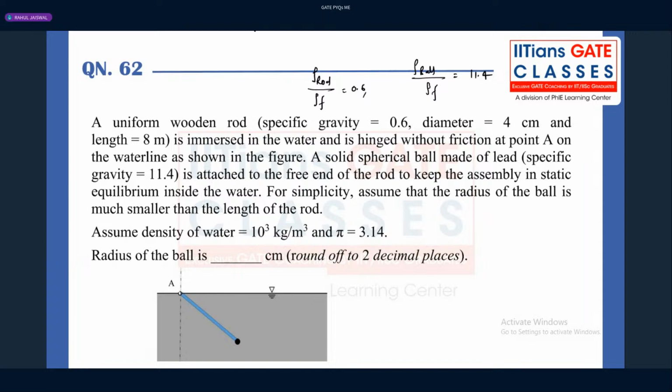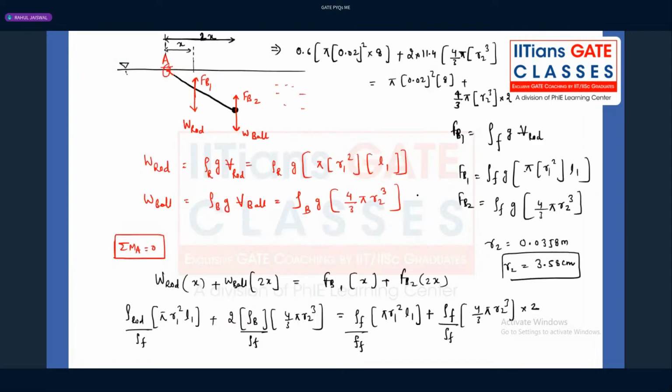And what is the radius of this particular rod, guys? The radius of the rod is 2 centimeter. Already they have given that. What is the radius of the ball? 3.58 centimeter. That should be the answer. Again, you have to remember that you have to use pi as 3.14. So that should be the answer for this question, guys.